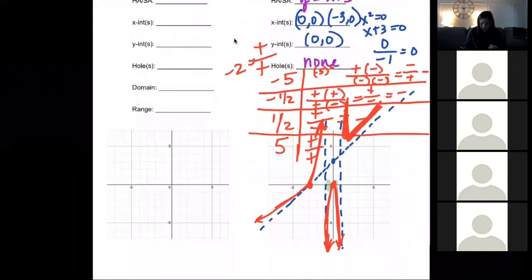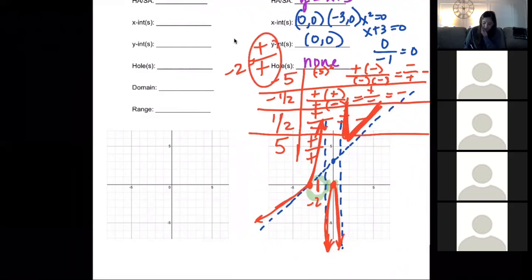So why did it switch to the left side, like the far left is going up? Because I plugged in -2, which was right here, and I ended up getting a positive answer. So that means it was going up. And even though I plugged in -5 and got a negative answer, you'll notice this technically is negative down here. It's just still above the slant asymptote.